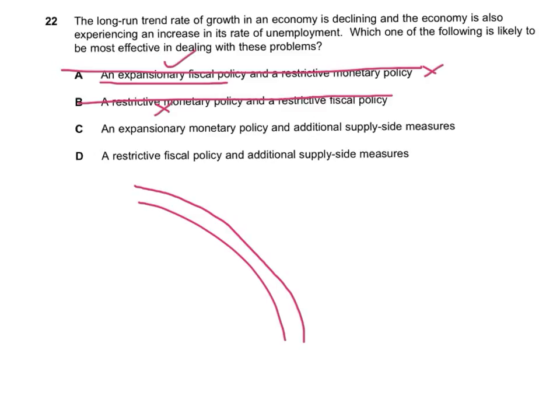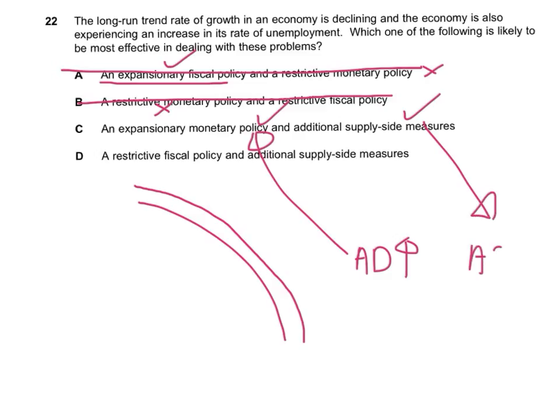C, an expansionary monetary policy, that makes sense. And supply side measures, that's the right answer because the expansionary monetary policy will make AD go up, and the supply side measures will make the AS start going up more, which is what they want. And obviously D is wrong because it's restrictive, so it can't make any sense. So the answer is C.